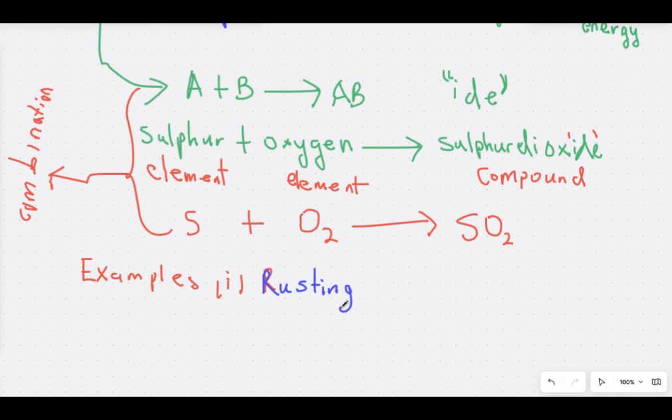Why is that so? Because iron combines with oxygen during the rusting process. Iron plus oxygen combine together to produce a whole new compound. So this is an example of a combination reaction. Iron combines with oxygen in the air to form what we call iron oxide. So your product will be what? Iron oxide. See, because two elements are involved, the product name ends with IDE.